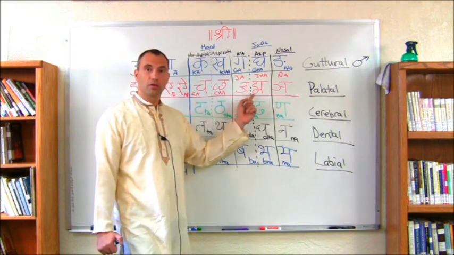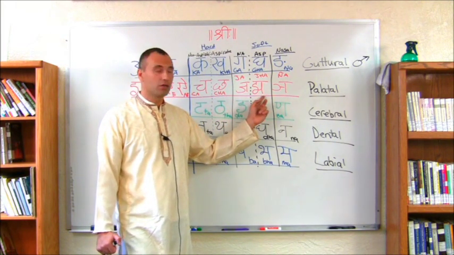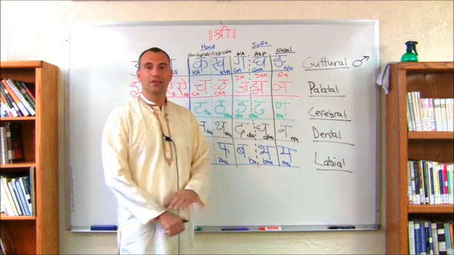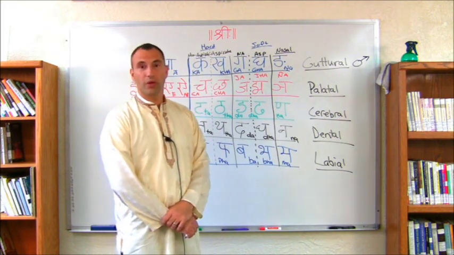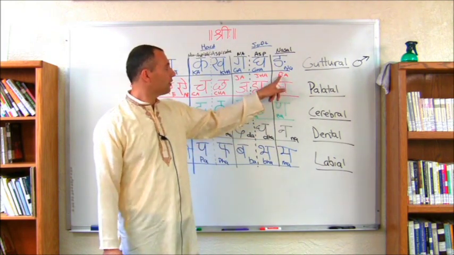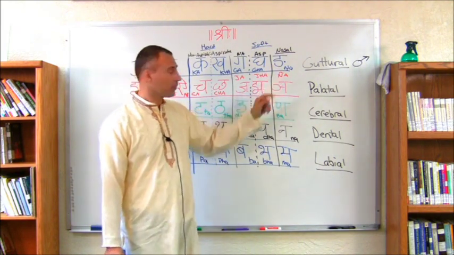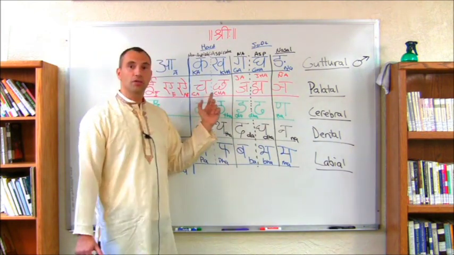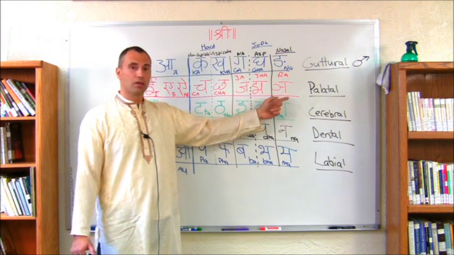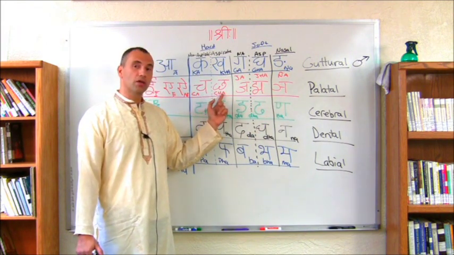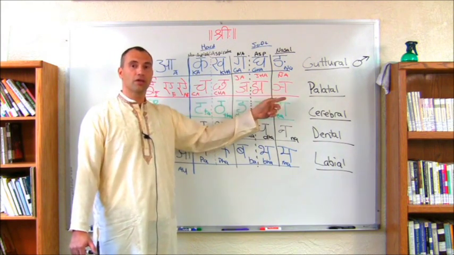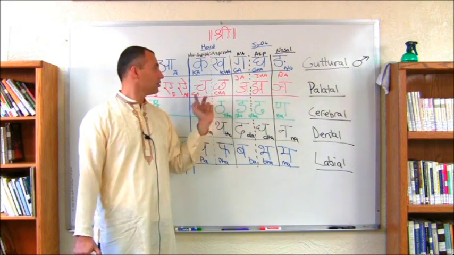Next, ja, jha, and then ña. This is the ñ, like in the Spanish word sueño, okay? Año, ñ. It has the tilde on top. All right, so let's say this. Cha, chha, ja, jha, ña. Cha, chha, ja, jha, ña.